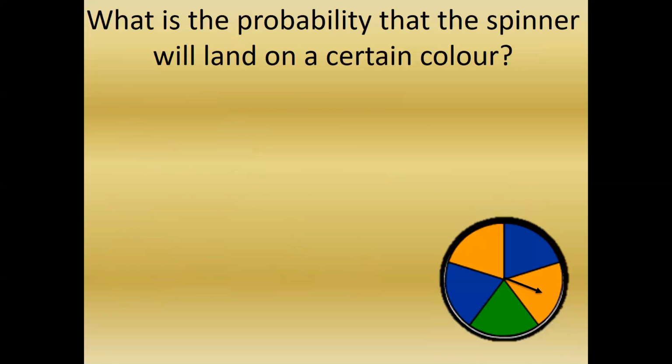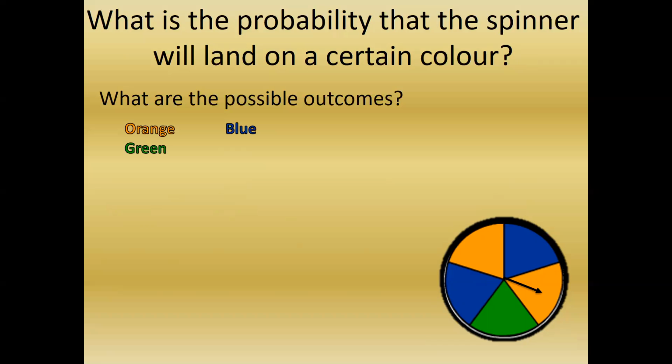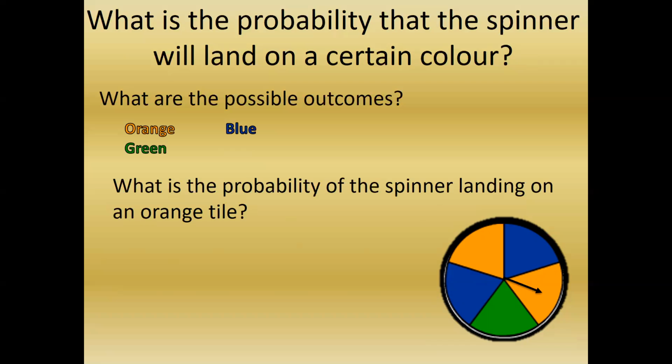We're going to try one more together. What is the probability that the spinner will land on a certain color? So we have to look at our spinner. What are the possible outcomes? Beforehand, we said our possible outcomes were all the different colors of the moons. So what would be our possible outcomes of the spinner? It'd be orange, green, and blue, because those are the colors that are on the spinner. Then what is the probability of the spinner landing on an orange tile?